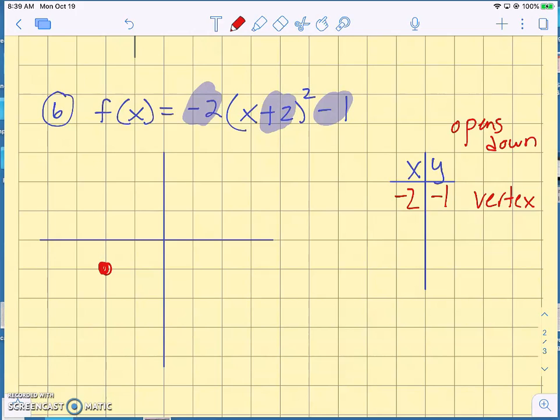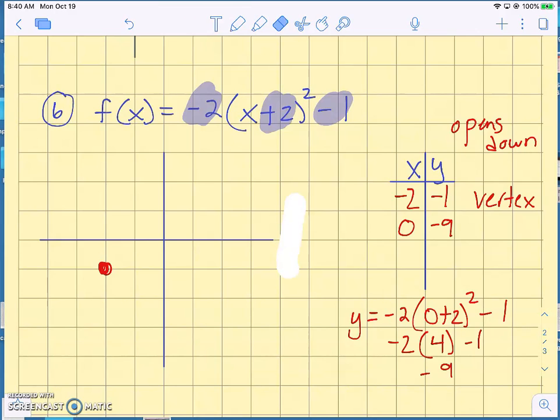So let's pick another one. And I always tend, if it's close to the y-axis, I pick 0 because that's pretty easy to plug in. So we have y equals -2 times (0 plus 2) squared minus 1. So let's see, we have -2, 2 squared is 4, minus 1. So we have -9. So 0, -9.